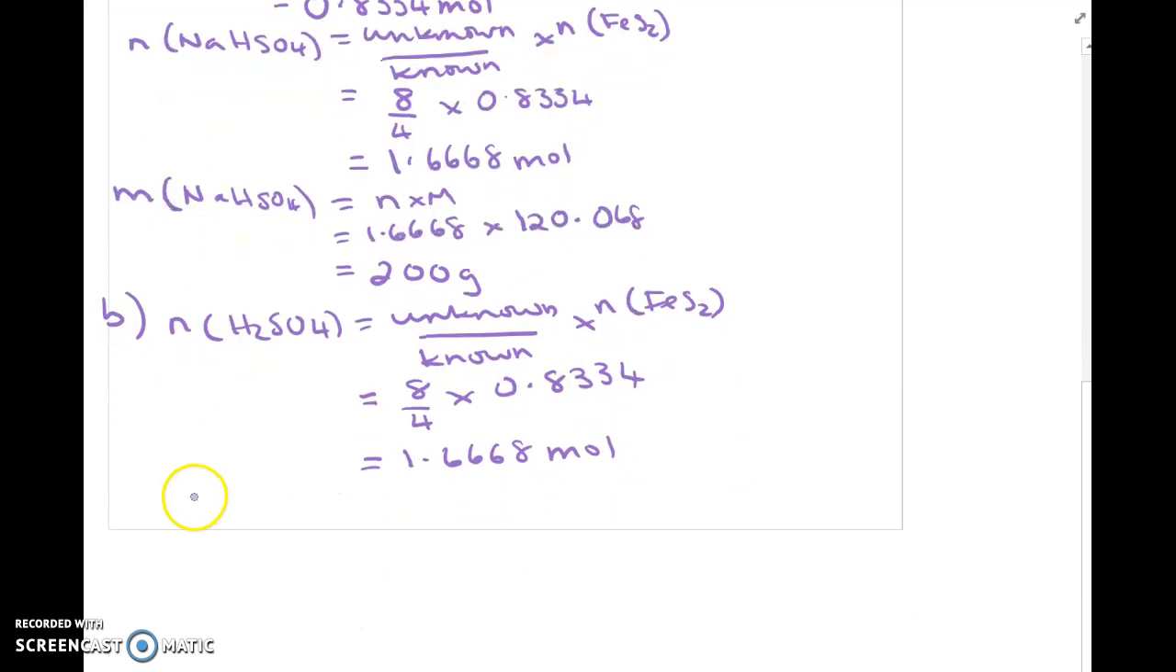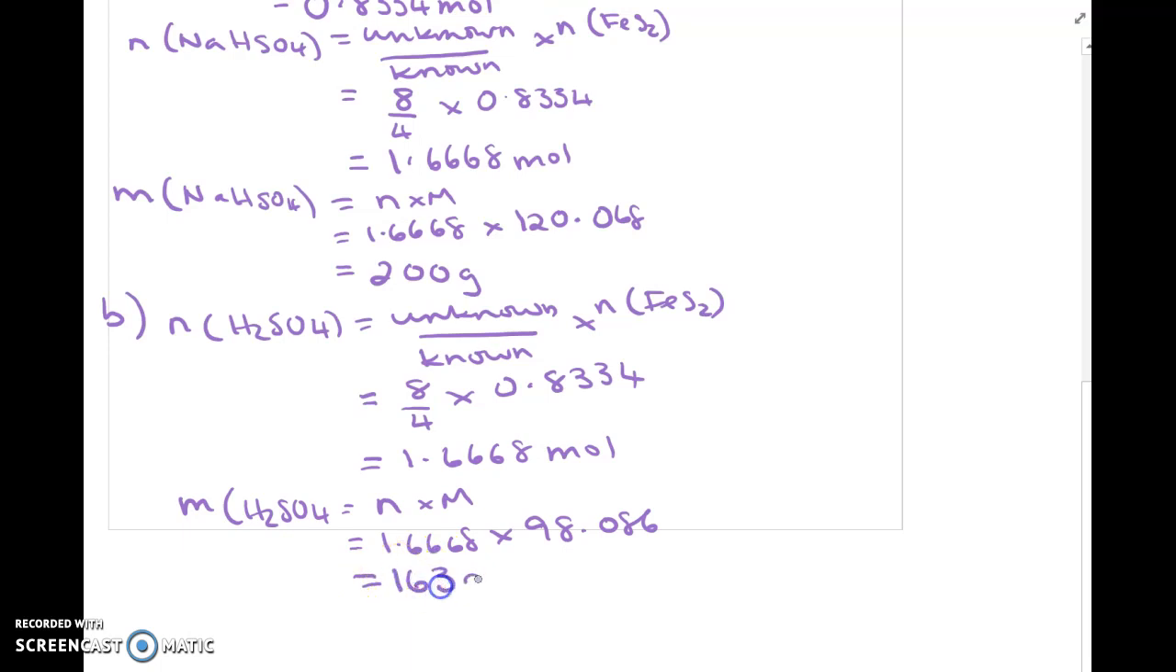The next step now is to find the mass of sulfuric acid, which is equal to number of moles times formula mass, which is 1.6668 times 98.086, which I got off the periodic table, which is equivalent to 163 grams. Remembering, of course, that we have to give our answer to 3 significant figures.